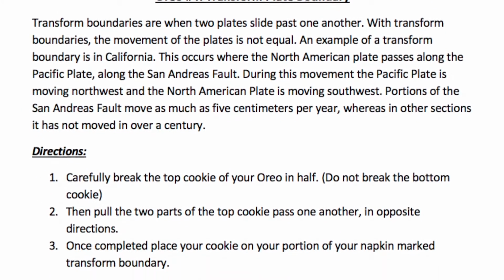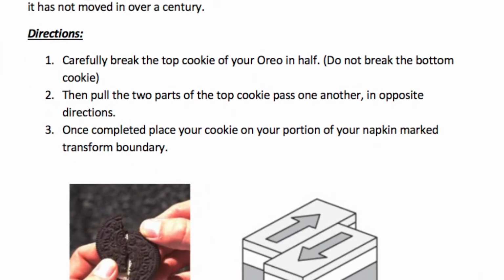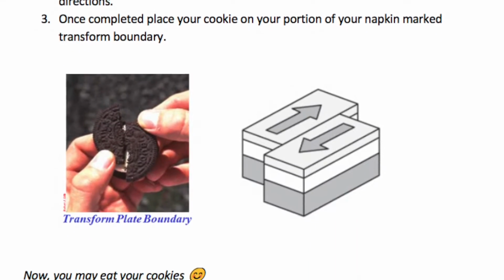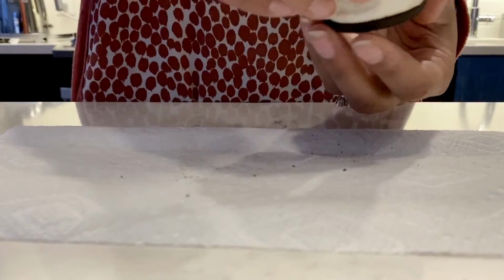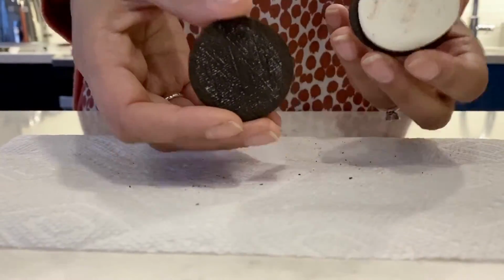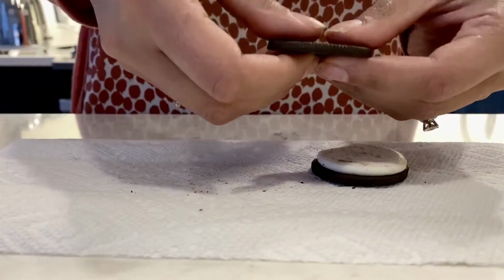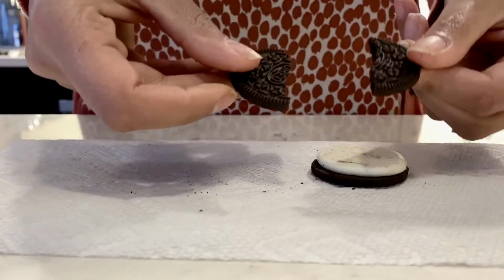Our fourth and final demonstration is for transform plate boundaries. This is on page 4 of your packet. Just like before, you're going to start off by removing one part of the cookie like this. Then you're going to carefully break the top in half a final time.